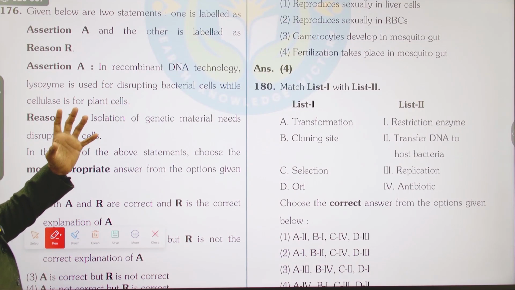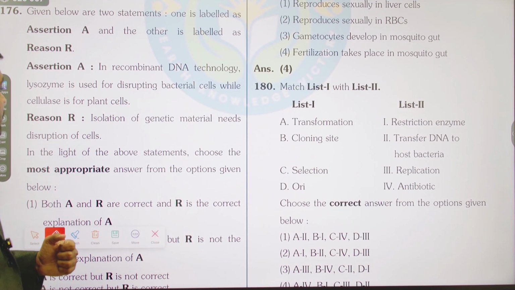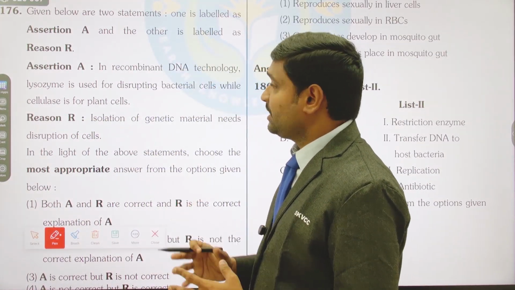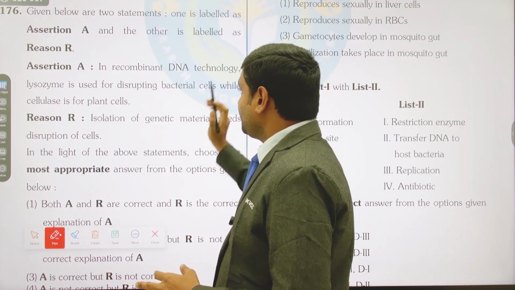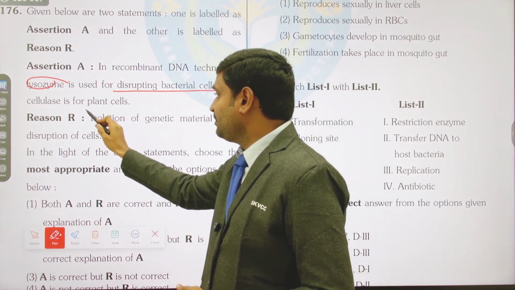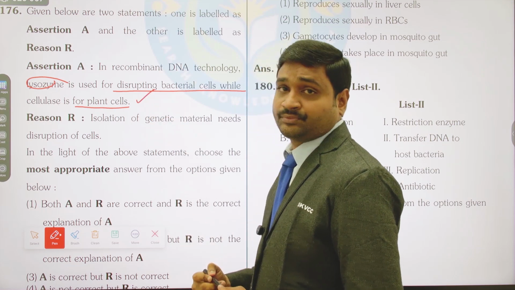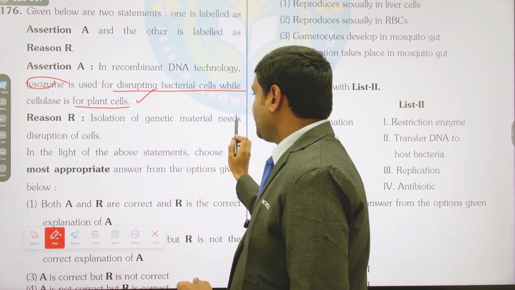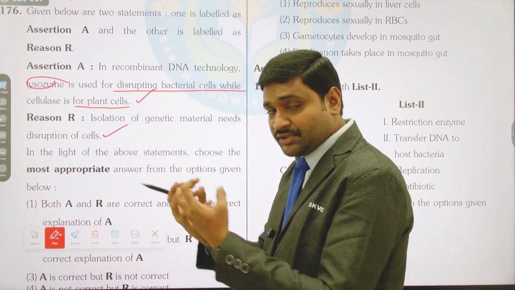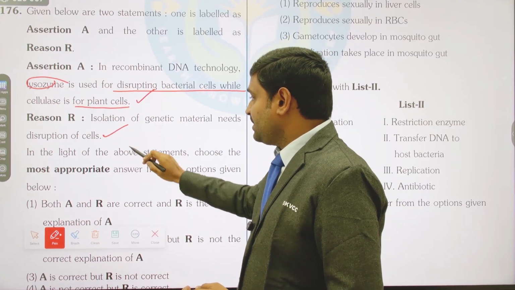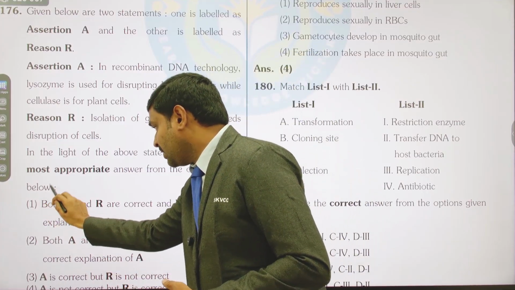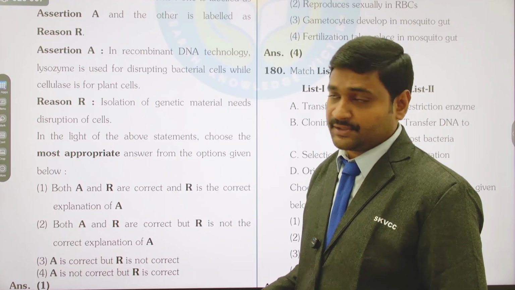Here again is a question from recombinant DNA technology or biotechnology. Given below are two statements, one labeled as assertion and another labeled as reason. Assertion: in recombinant DNA technology, lysozyme is used for disrupting bacterial cells, while cellulase is used for plant cells. Assertion is true. And isolation of genetic material requires the disruption of cells. If you disrupt, that means break the cells, then only you can isolate the DNA. So assertion and reason are true, and the reason is also explaining the assertion. So both A and R are true, and R is the correct explanation of the assertion.